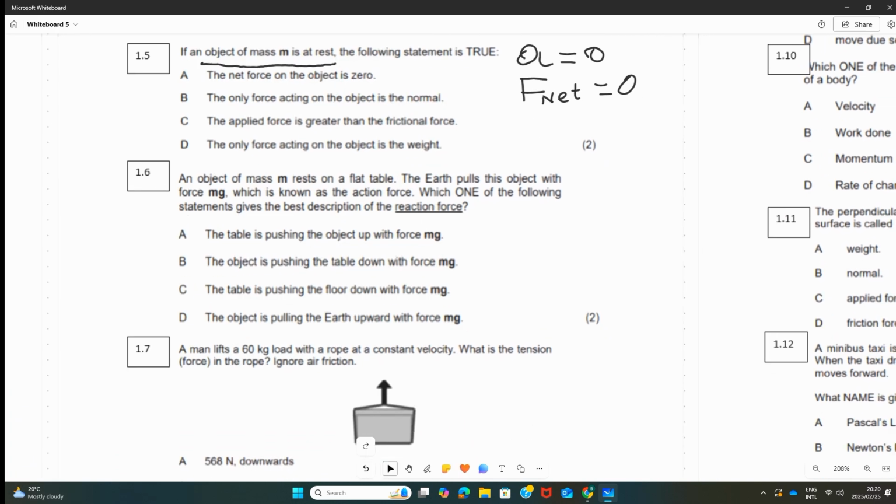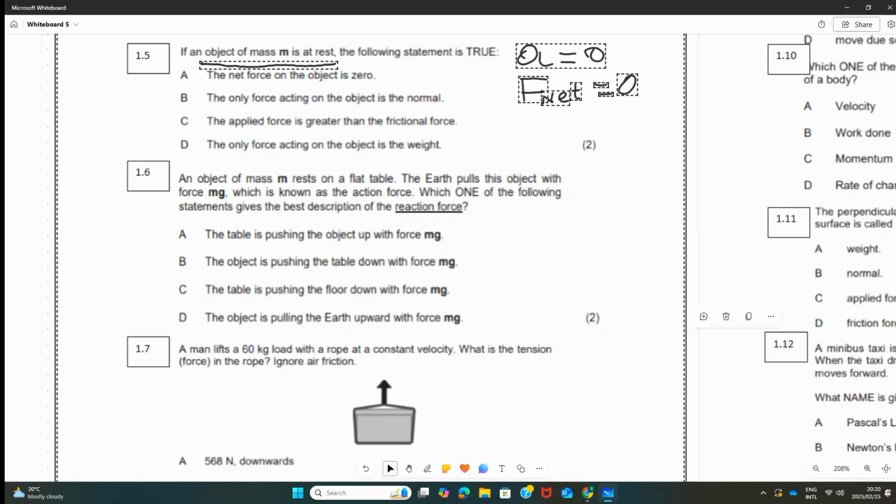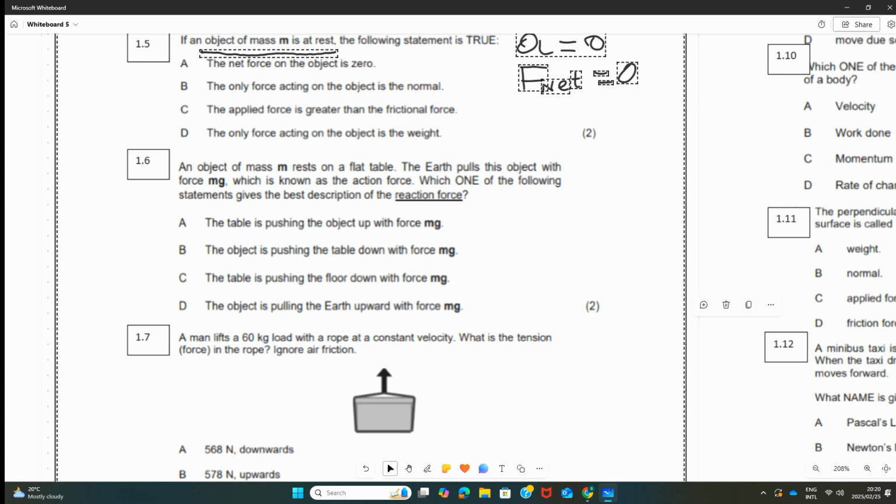1.6. An object of mass m rests on the flat table. The Earth pulls this object with a force of mg, which is known as the action force. Which one of the following statements gives the best description of the reaction force?